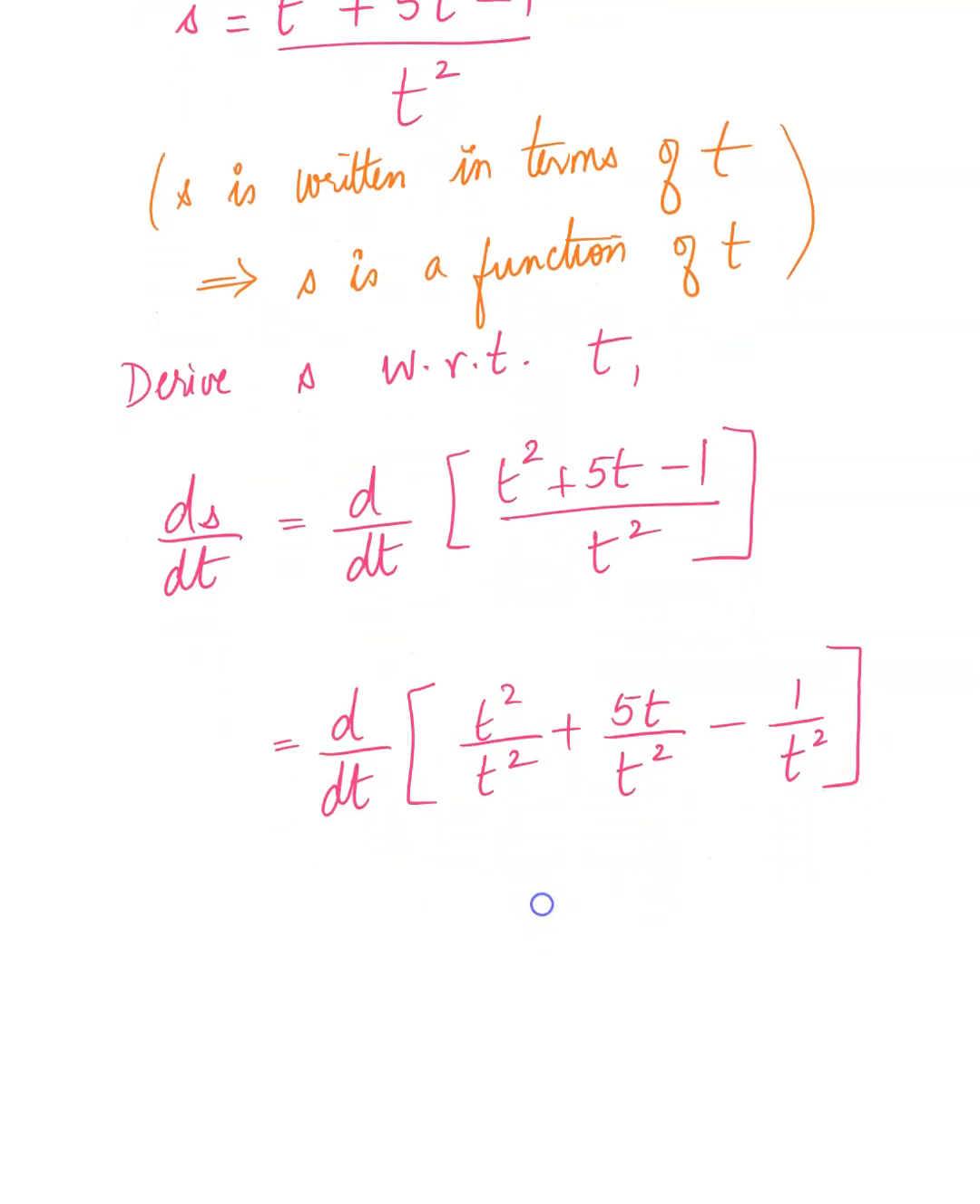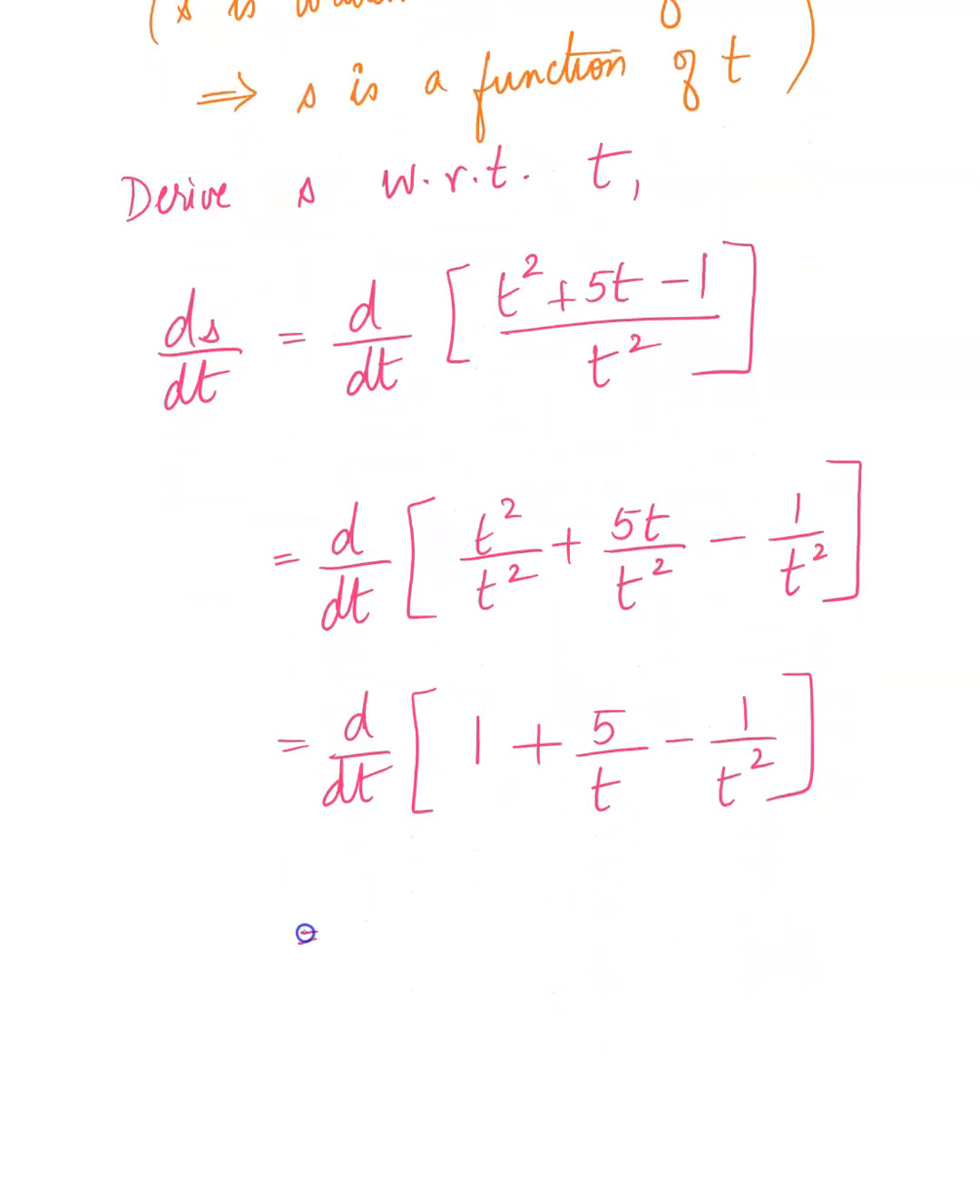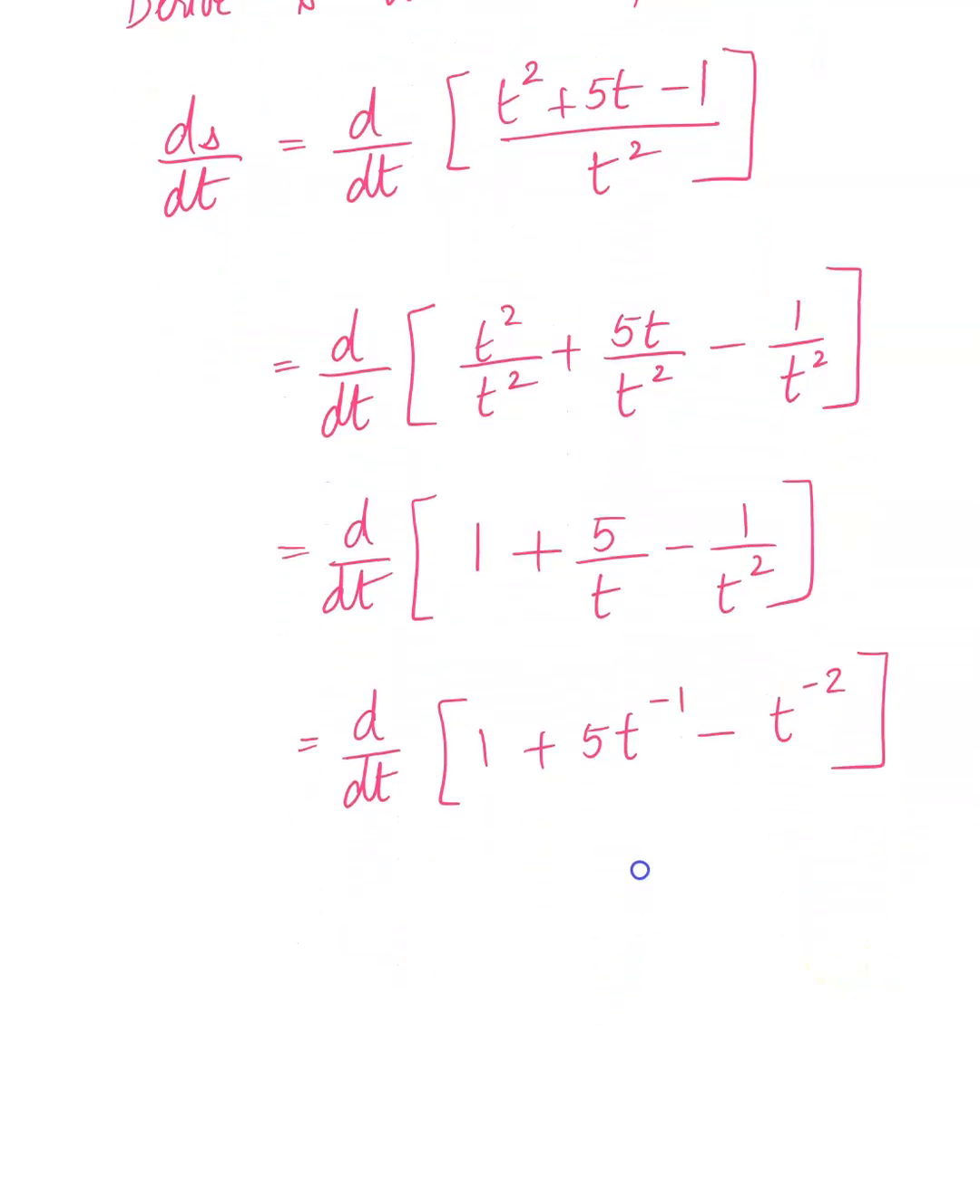So in the first term, it becomes d over dt, and I'm not even applying the derivative yet. That's going to be 1 plus 5 over t, minus 1 over t squared. Now I can move all the t up using the exponent rule and say that's going to be 5t power negative 1 minus t power negative 2, because then I can skip the quotient rule altogether and use the power rule.